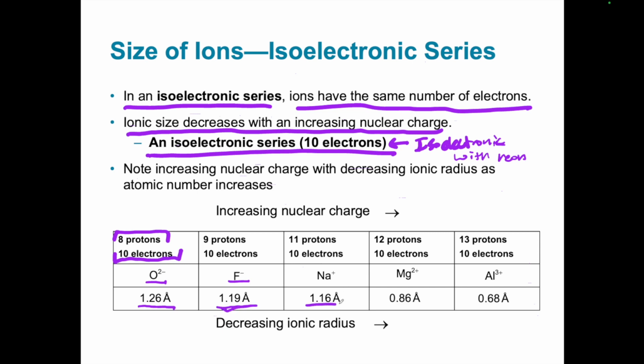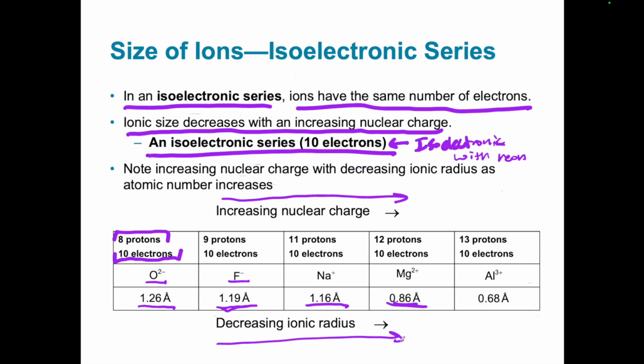Then sodium here gets even smaller because it loses an electron. Magnesium loses two electrons, and so on. As the nuclear charge increases in an isoelectronic series, the ionic radius decreases. Again, that is because as you gain more electrons, you get bigger because of repulsions, but as you lose electrons, you get smaller.